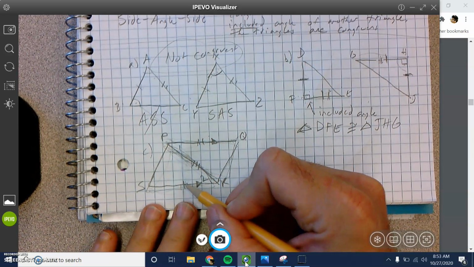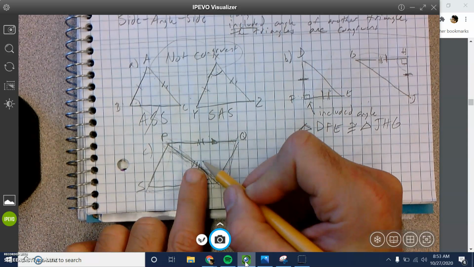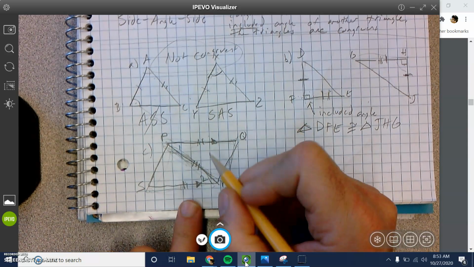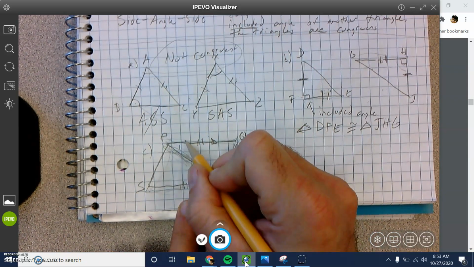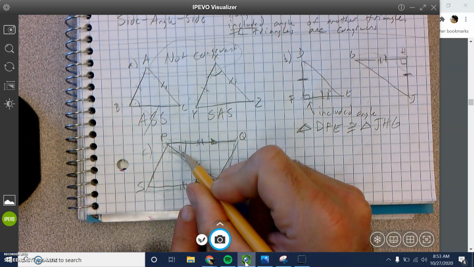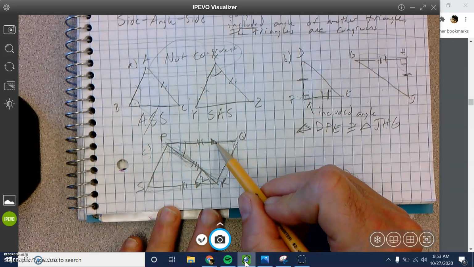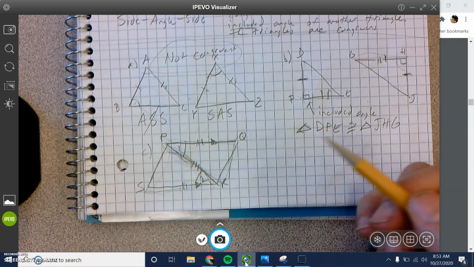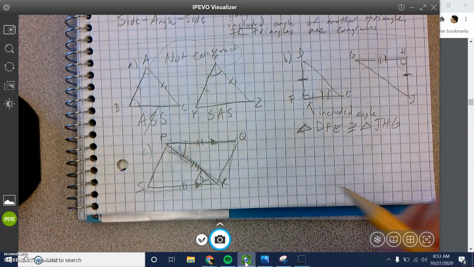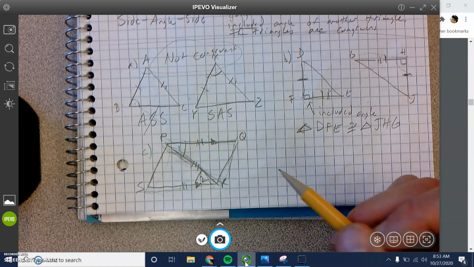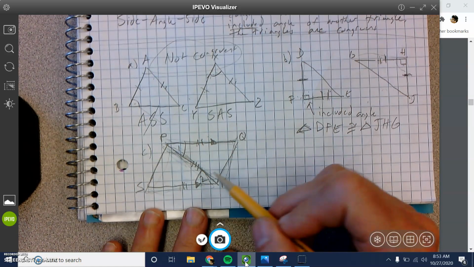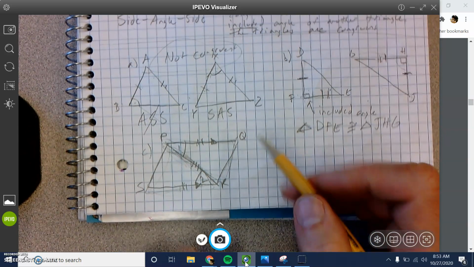So we have a side and a side, so we need the included angle. The included angle should be here. Are these congruent? You don't know. It just has a 1 and a 2. But look, it has parallel lines. What does that trigger for us? Oh yeah, alternate interior, alternate exterior, corresponding. All those angle relationships, as soon as I see those, that triggers in my mind what I can use.